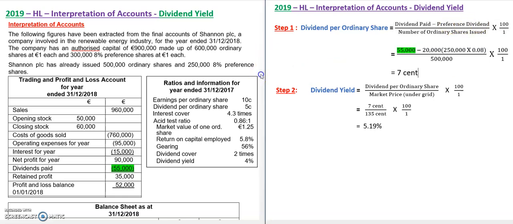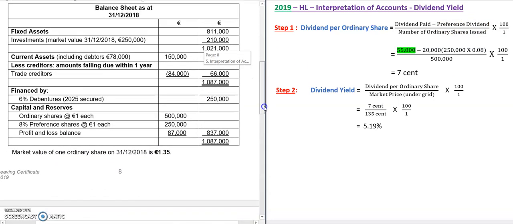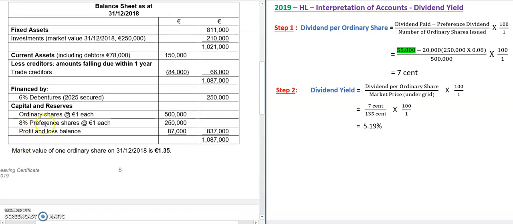So we have to go to our balance sheet, and we can see there's 8% preference shares, €1 each, 250 grand. So 250,000, 8%. So all I did was multiply that 250,000 by the 8%, which gives me €20,000. Okay, so just highlight there in yellow as well.